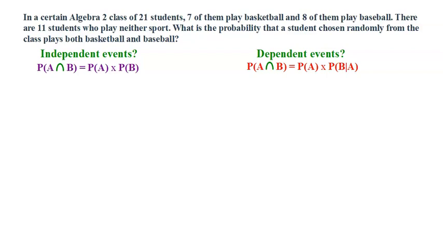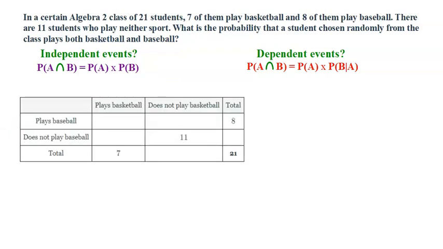Well, the question is, which formula are we going to use? Are we going to use the independent events formula, or are we going to use the dependent events formula, right? Well, let's figure this out. Are these independent events, choosing baseball and basketball? Well, it sounds like they're independent. It shouldn't matter if you played one to play the other, but maybe it does. Who knows? So what we're going to do is put this into a table, like so. So we'll list they play baseball or they don't play baseball. They play basketball, they don't play basketball, and then we'll have totals on the edges here.